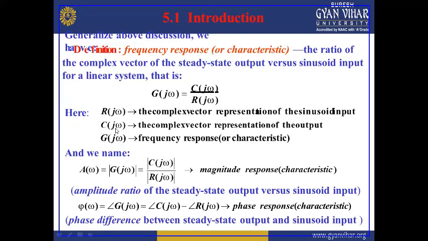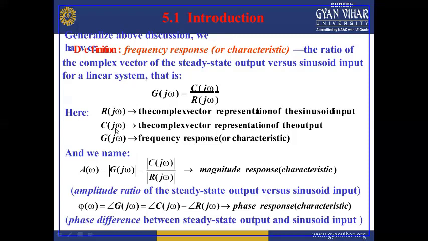So if we generalize our discussion, we can say that the frequency response or the characteristic is the ratio of the complex vector of the steady state output versus the sinusoid input for a linear system. That is, G(jω) is equal to C(jω) upon R(jω), where R(jω) is a complex vector representation of the sinusoidal input and C(jω) is the vector representation of the output. The G(jω) is the frequency response, or we call it frequency characteristics.